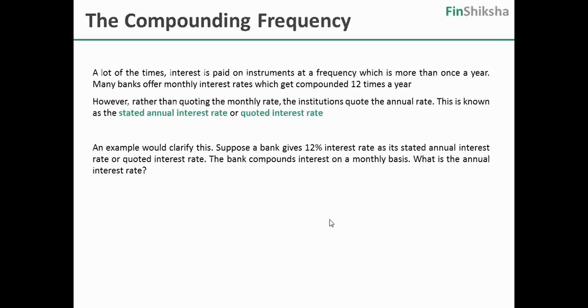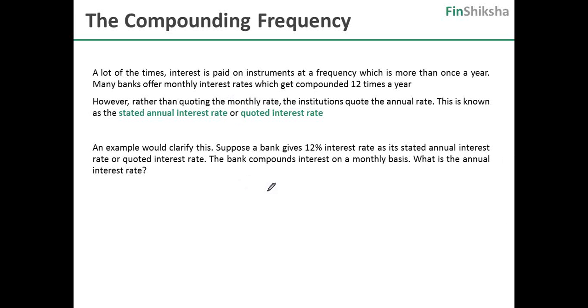Begin with the first major topic that we take, something called the compounding frequency. Now, a lot of the times interest is paid on instruments at a frequency which is more than once a year. Many banks offer monthly interest rates which get compounded 12 times a year. However, rather than quoting the monthly rate, they effectively quote the annual rate. This rate is known as the effective annual rate or the stated annual interest rate.